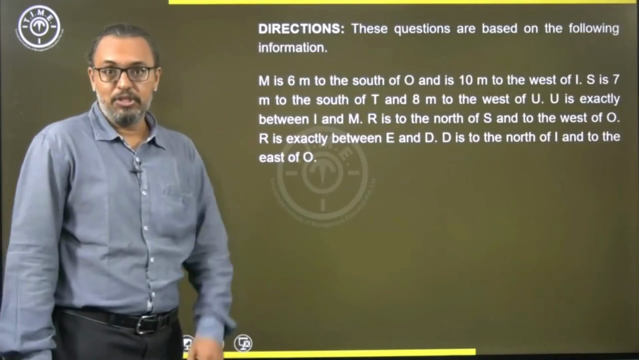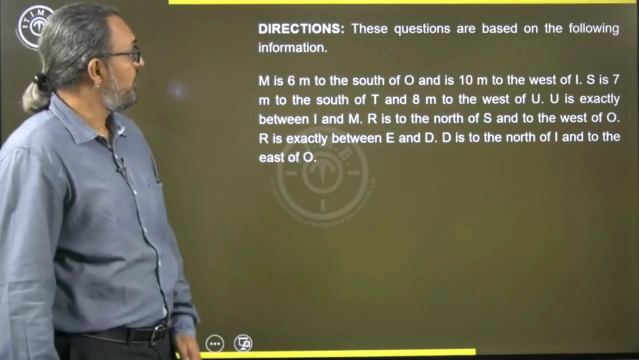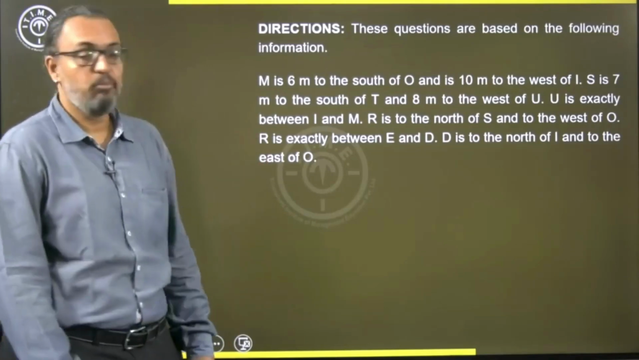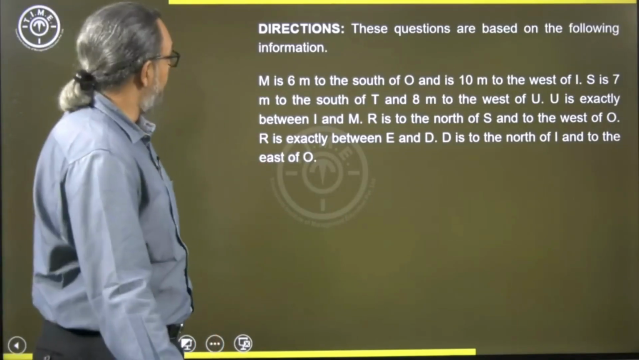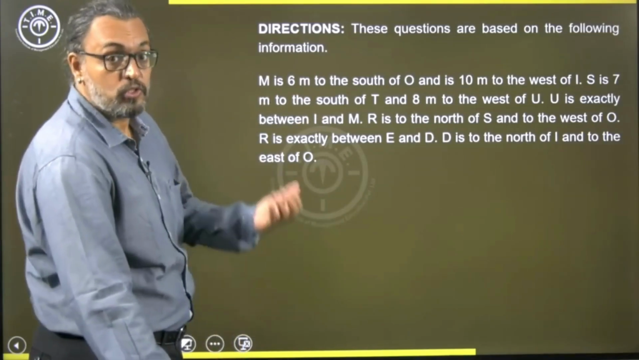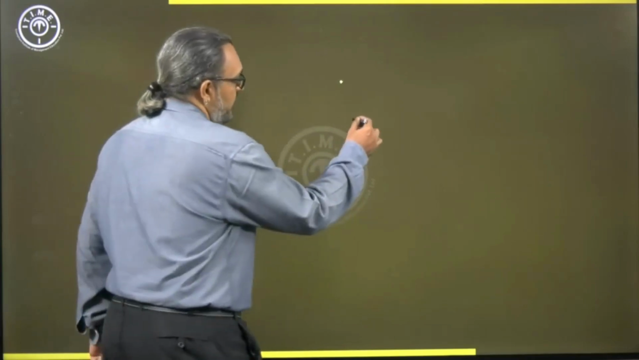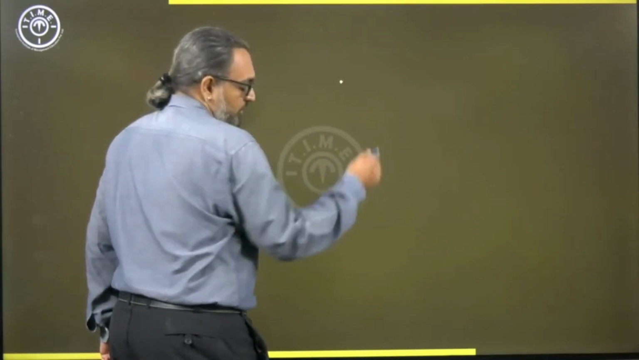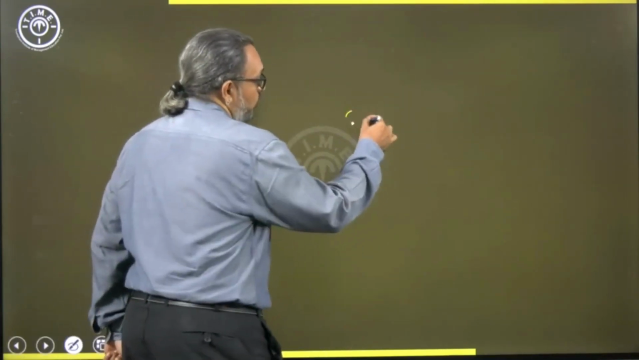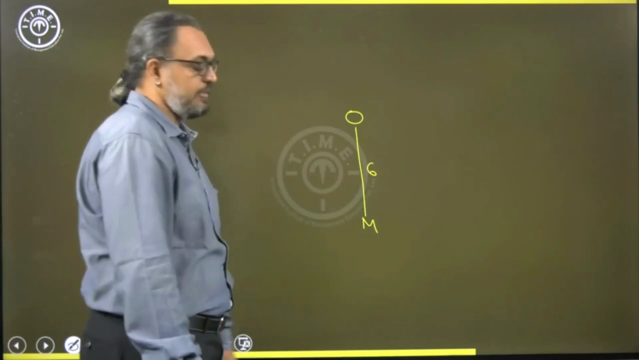Okay. So those were the questions you had for that direction chart. Next, another one. These questions are based on the following information. So we have M is 6 meters south of O. South of O is below O. You have M at a distance of 6. M is south of O, right? So you have O and then you have M. The distance is 6.